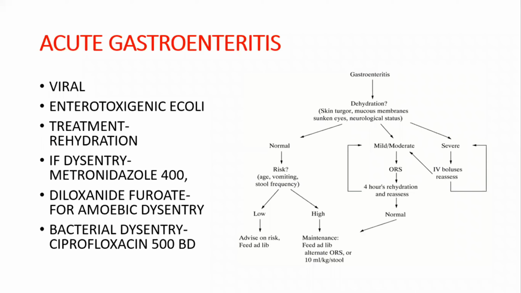Gastroenteritis is most commonly caused by viral infection, followed by enterotoxigenic E. coli. Treatment is rehydration. If there is mild to moderate dehydration, we should give ORS. If there is severe dehydration, we should give IV fluids, and we can give probiotics. If there is dysentery, we should add metronidazole 400 and diloxanide furoate for amoebic dysentery. For bacterial dysentery, ciprofloxacin 500 BD.